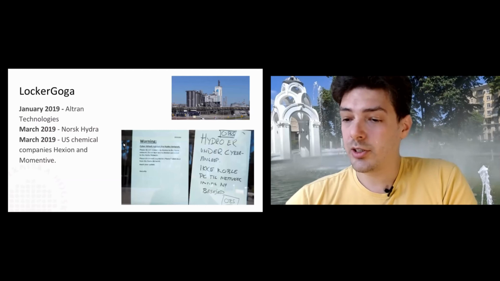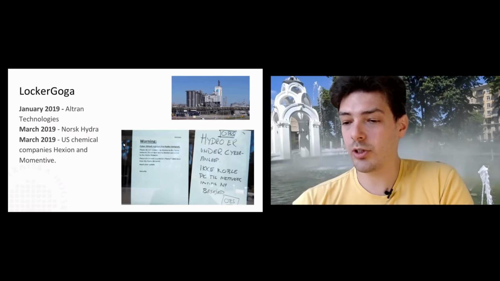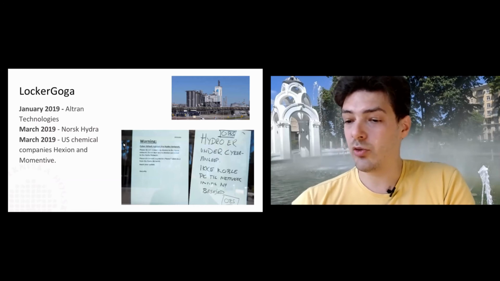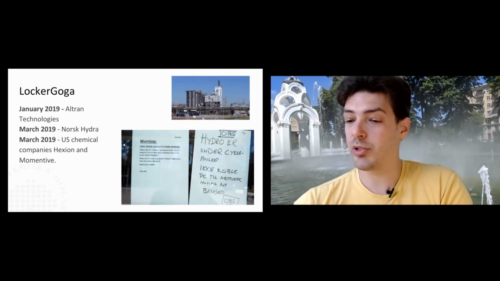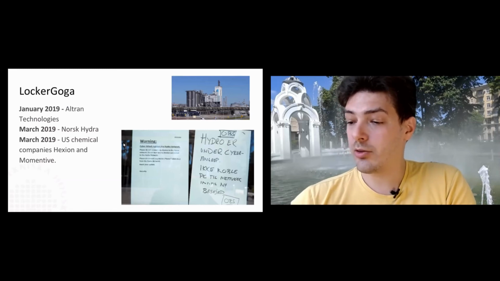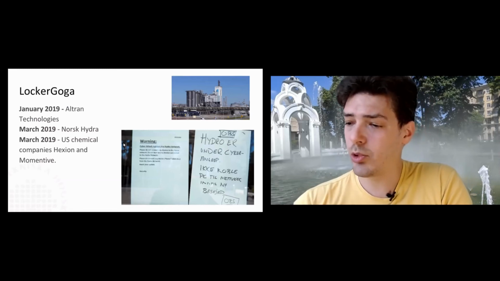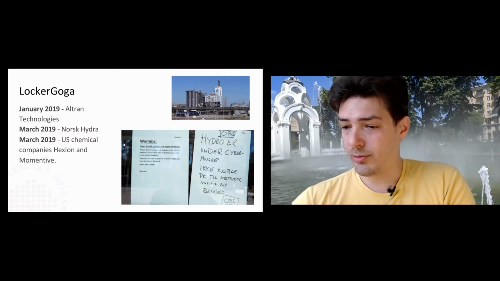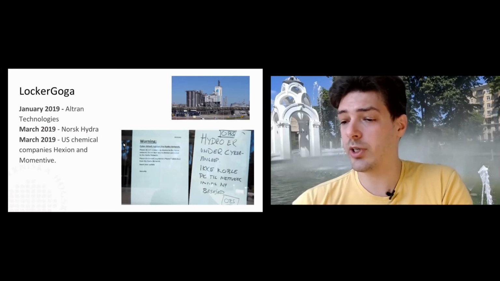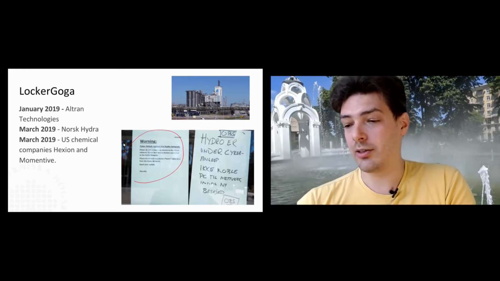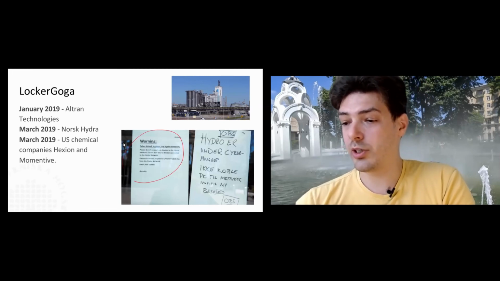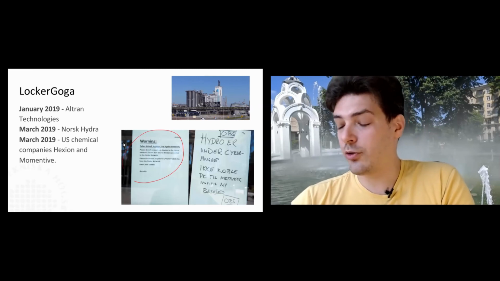And one of the examples is LockerGoga, that was famous because it managed to take Norsk Hydro's IT system out of operation. It also attacked Altron Technologies and US-based chemical companies Hexagon and Momentive. On the right, you can see the warning that was actually put on the window in the internal Norsk Hydro environment, where they say, we are under attack. Please do not connect any devices like your smartphones, your laptops to the corporate network, because there is a danger of being infected by LockerGoga.